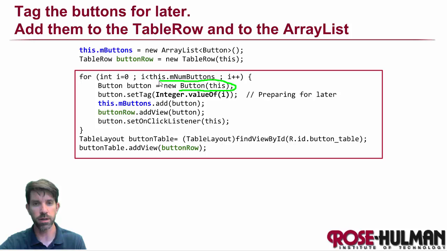So create a new button. Again, here is the key line of code that is creating a new button programmatically. We set the tag of it so we could use it later. We added it to the array list, we added it to our row, and we gave it an on-click listener. Not necessarily in that order, but close enough. And then once we had our button row all set up, we captured the button table, which was a table layout, from code, and we added that row to the table.